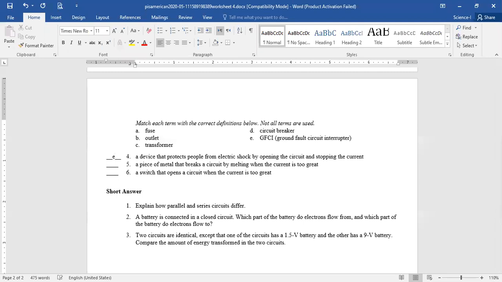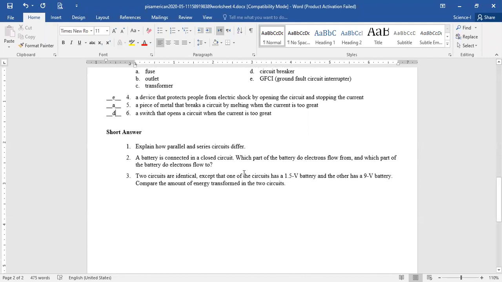Okay. Question number 5. A piece of metal that breaks a circuit by melting when the current is too great. Yes, Farah? A. Good. And finally, a switch that opens a circuit when the current is too great. What do we call this switch? Yes, Ali? D. D, okay, circuit breaker. Good. So they are the same three questions, but we increased the number of alternatives, so you could pick the suitable one from here.